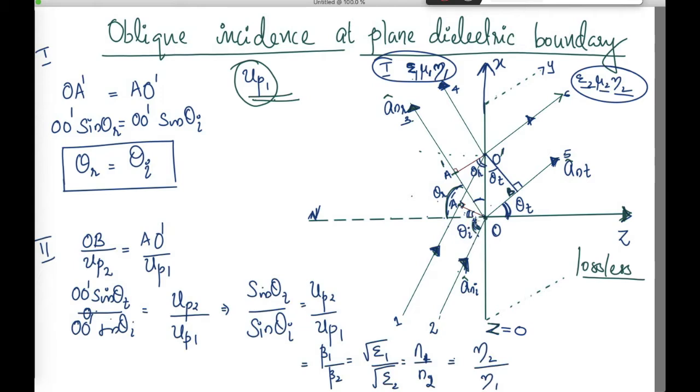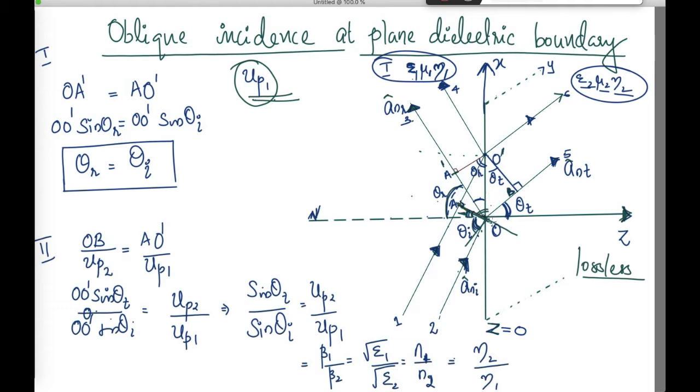We know that if this is theta I, this angle, the angle between the normal and OA should be 90 minus theta I, because the ray path OA is perpendicular to the wavefront. So if this is theta I, this angle is 90 minus theta I. If this is 90 minus theta I, this part will be theta I. So angle AO dash is theta I.